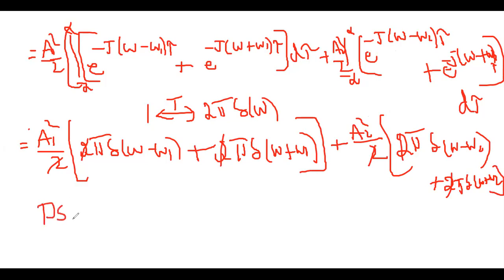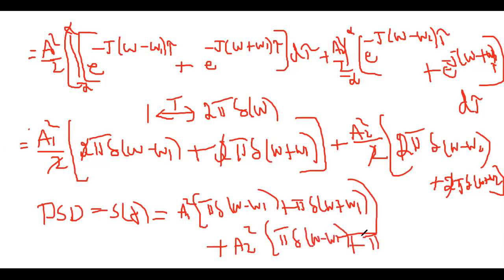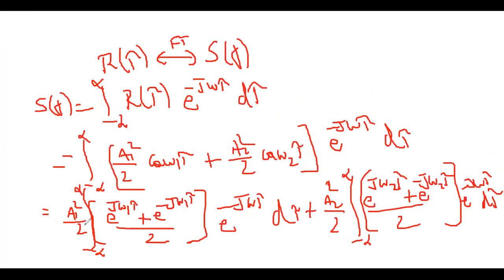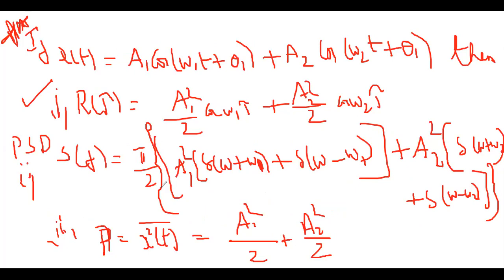Now what is the power spectral density? S of omega is equal to, final answer, A1 square pi into delta of omega minus omega 1 plus pi into delta of omega plus omega 1, plus A2 square pi into delta of omega minus omega 2 plus pi into delta of omega plus omega 2. This is the second one. They're asking that the power spectral density can be shown as pi by 2 A1 square delta; you got the same thing. Taking the common pi, A1 square is a pi and A2 square is a pi also.